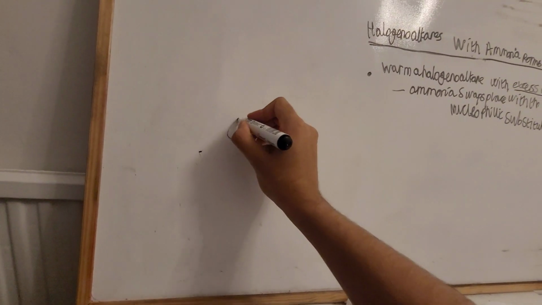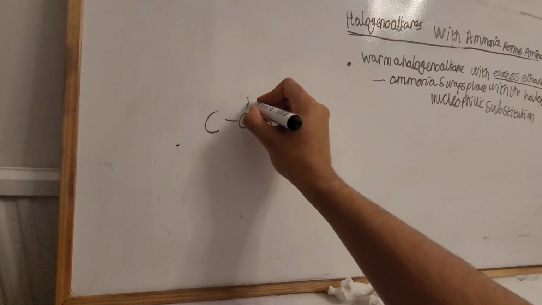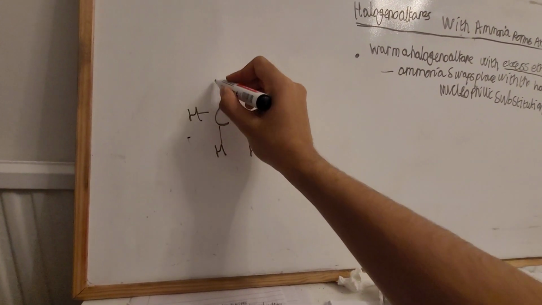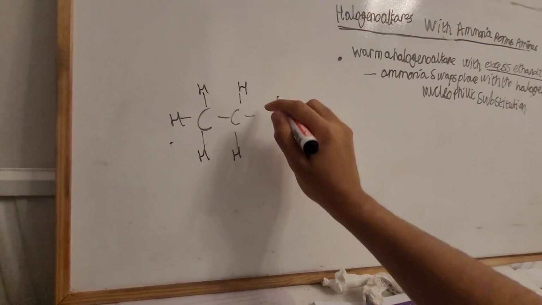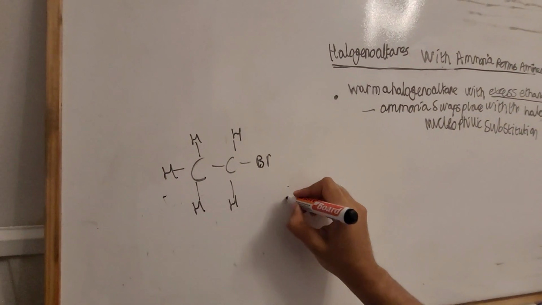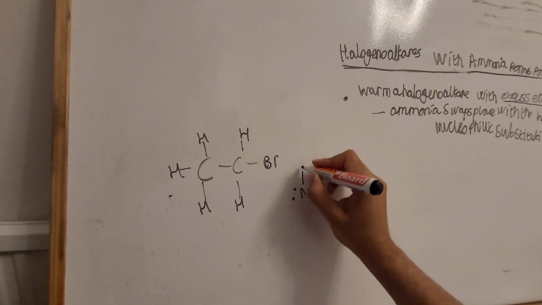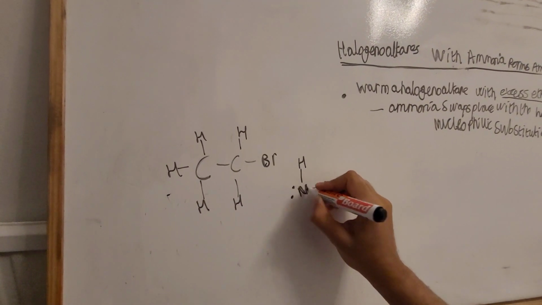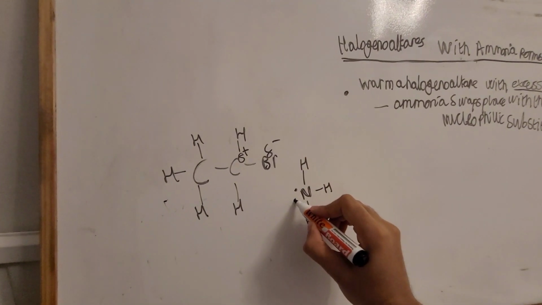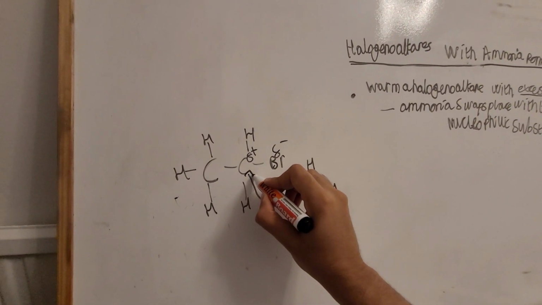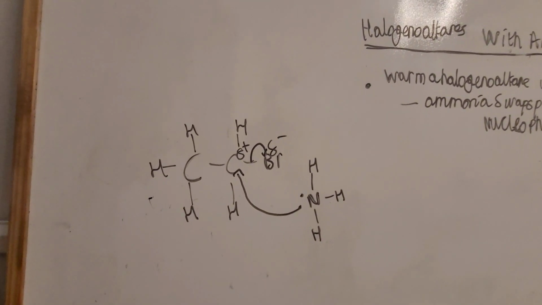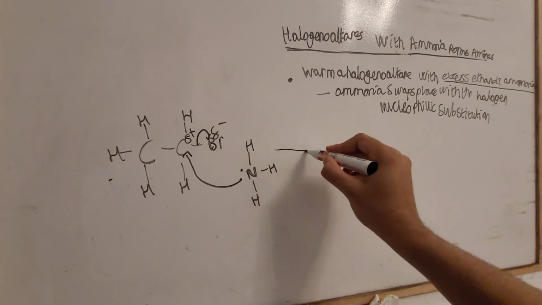Halogenoalkane, CH3CH2, actually, let's get rid of this and put this as the bromine. So we've got ammonia, NH3, with the lone pair. This is delta positive, this is delta negative. The lone pair of electrons are going to attack the carbon and it's going to break the bond, so the C-Br bond.